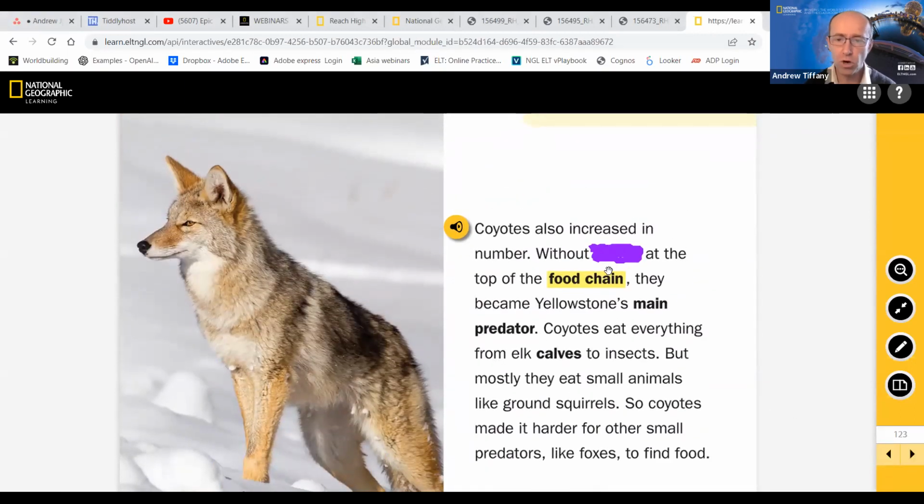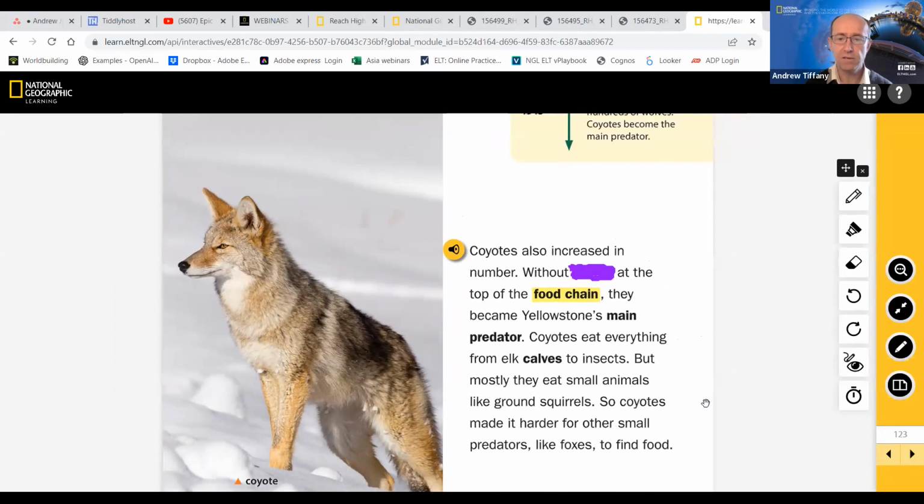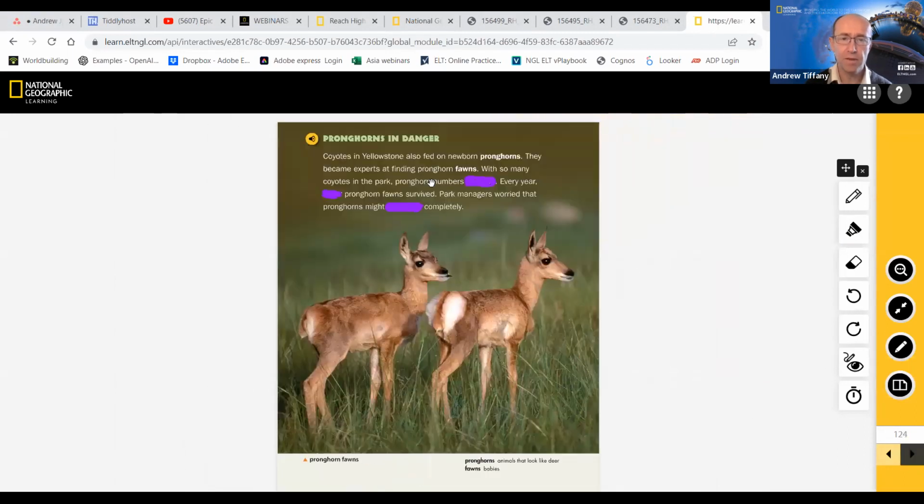So what word do you think goes here in the purple? What word's in the purple there? Without what? At the top of the food chain, like alligators. Yeah, without wolves, good. At the top of the food chain, great. Okay, nice. Let's take a look at the next one.